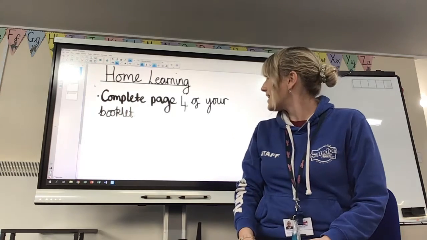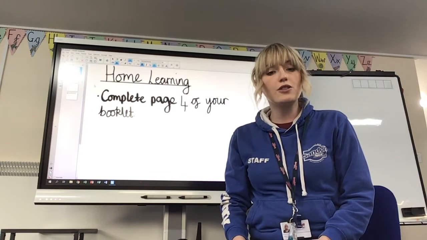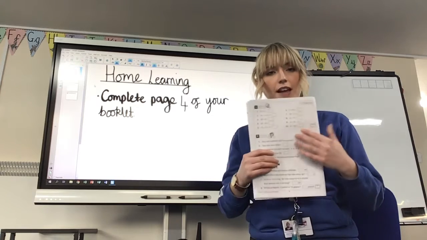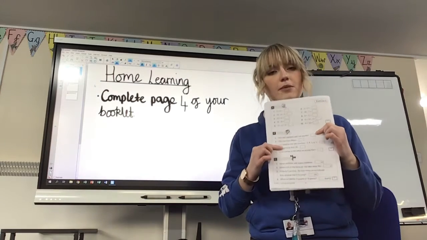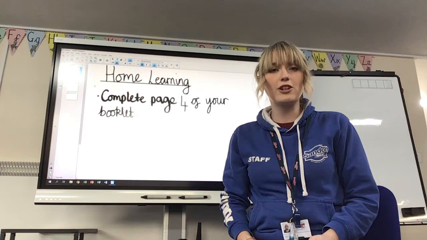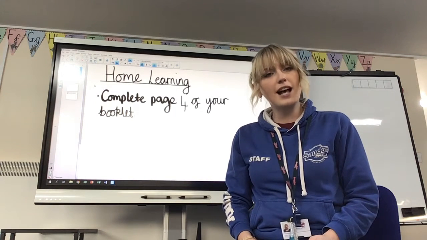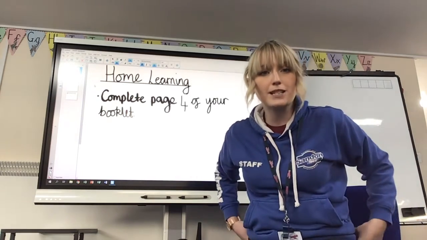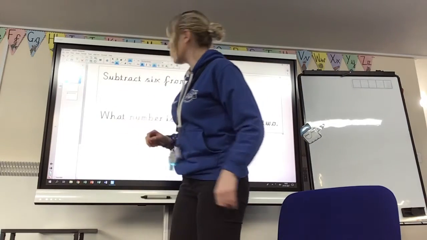So today's task is to complete page 4 of your booklet. You're going to do your section A, your startup questions. At the top there's 10 of them in total, and then you're going to complete the rest of the page. I've got a few examples of questions where they're a little bit different, but they're the same type of questions that will help you with yours, just in case you find them a little bit tricky. So let's look at the questions I've got.